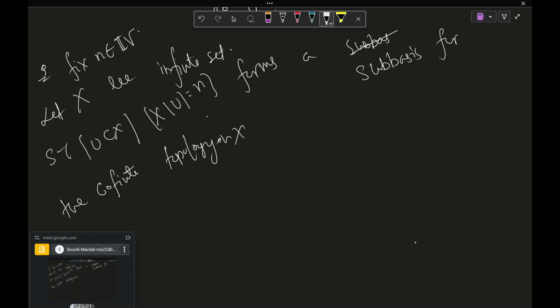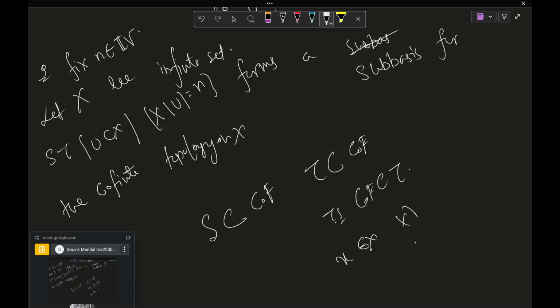So basically, X is infinite and we take all U such that the complement has exactly n elements. So this is a subbasis. So clearly the collection is a subset of the cofinite topology tau_cf. Now we need to check that this generates tau_cf. So if we take some x belonging to X, and if we show that its complement belongs to tau for all x belonging to X, then we are done.